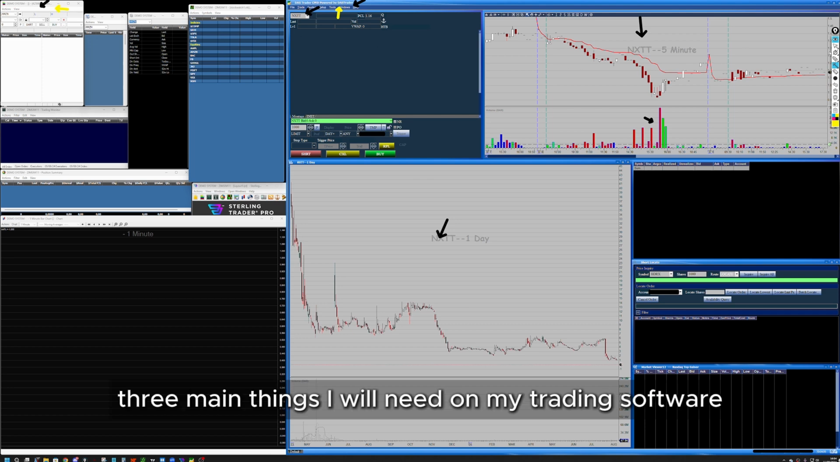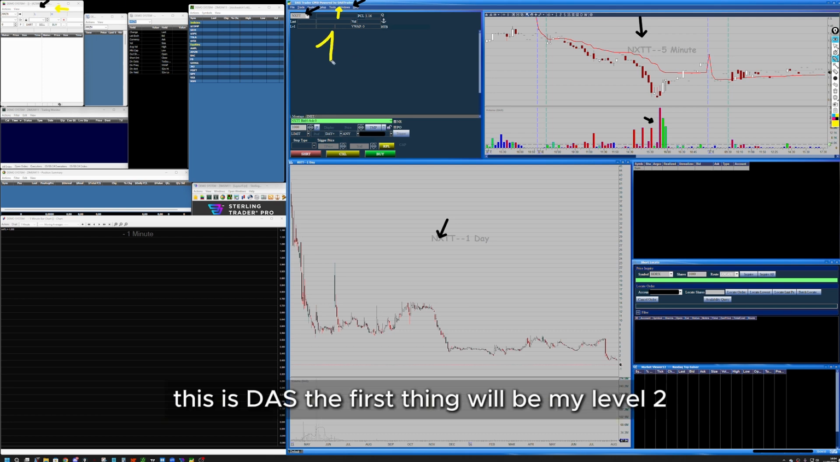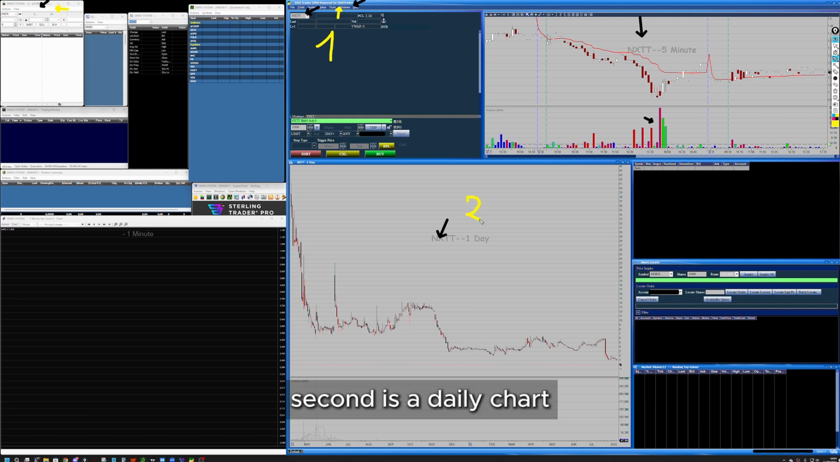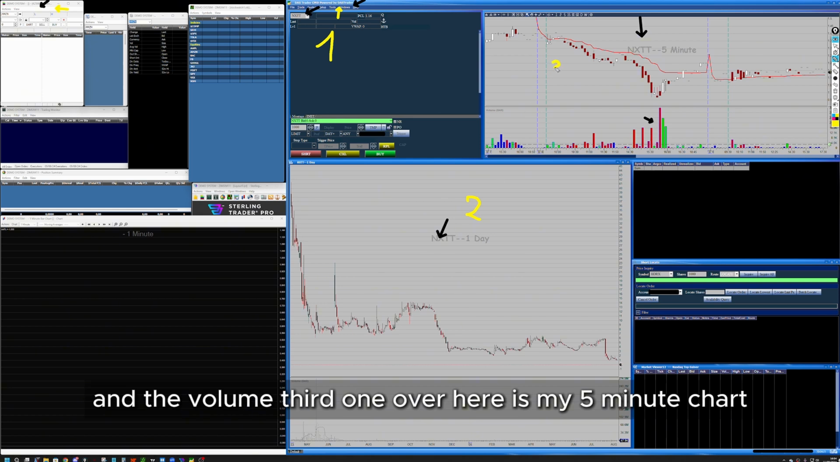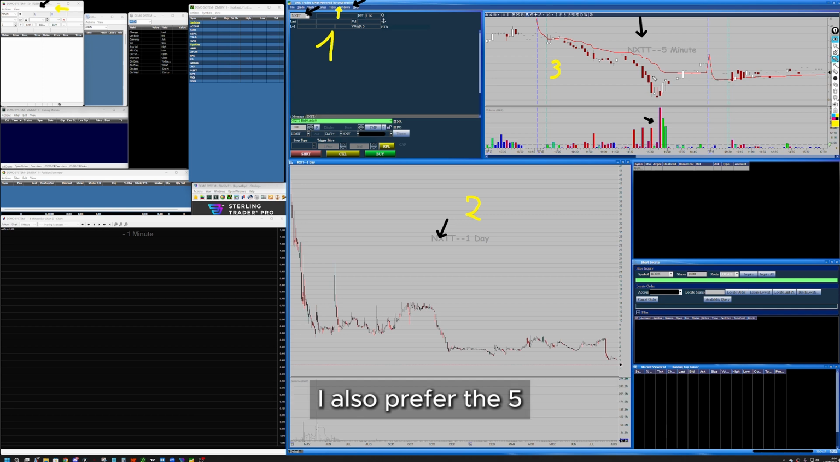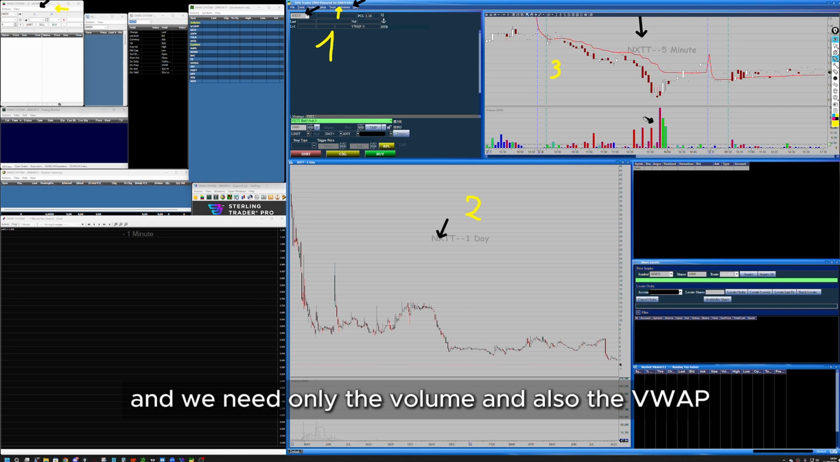Three main things I will need on my trading software. This is DAS. The first thing will be my level 2. Now the market is closed, so you will see the daily price. Second is a daily chart with simply the candlestick pattern and the volume. Third one over here is my 5-minute chart. Some traders will prefer the 5 to the 1. I also prefer the 5. And we need only the volume and also the VWAP.